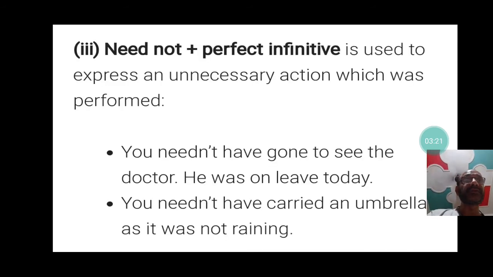Need not plus perfect infinitive is used to express an unnecessary action which was performed. Like, you needn't have gone to see the doctor. He was on leave today. So, see, need not plus a perfect infinitive tells you or expresses an unnecessary action. Action done uselessly. You needn't have gone to see the doctor. He was on leave today. You needn't have carried an umbrella as it was not raining or it was very sunny.